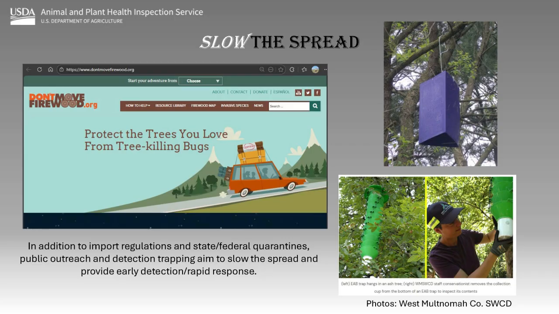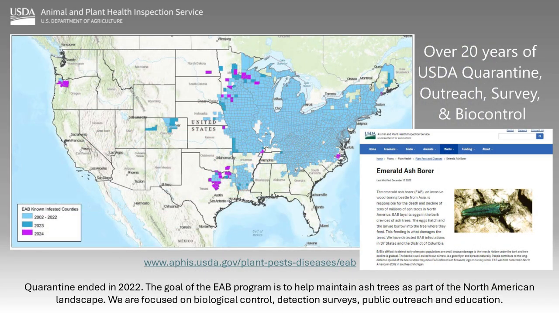Here you can see West Multnomah County Soil and Water Conservation District doing some trapping. So here's the current distribution map. For over 20 years, the USDA and states enforced a quarantine. That did end in 2022, but the goal of the EAB program remains the same, and Oregon still has a quarantine. Our goal is to help maintain ash trees as part of the North American landscape. We continue to focus on biological control, detection surveys, public outreach, and education. And this is our USDA website for the program, which has a lot of useful information, including fact sheets and Q&A sheets about the biocontrol program.